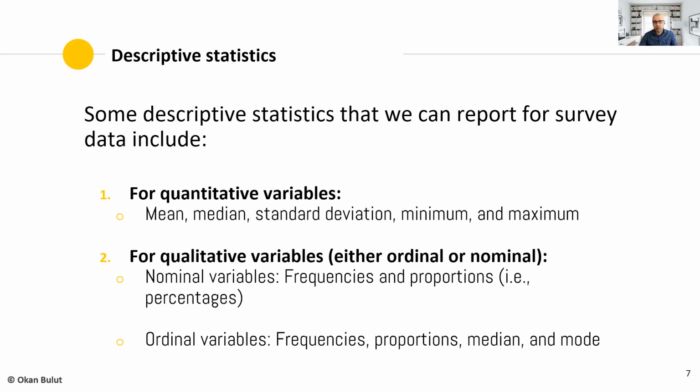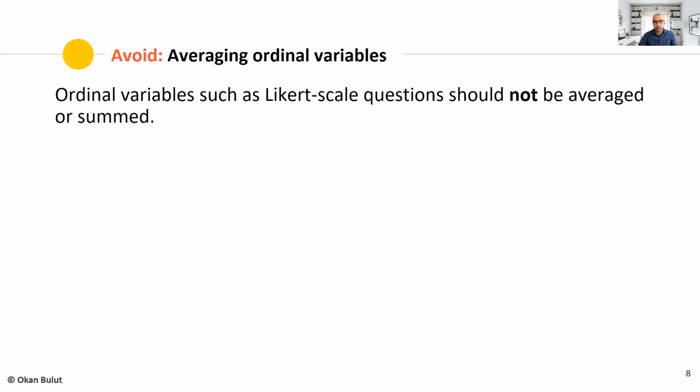Why? I will show you that very soon, but like I said, in qualitative variables, those labels that we assign to survey questions are actually labels. They are not real numbers. So it is not meaningful to take an average of those values and report them as an average level of satisfaction, or average level of agreement, for example. That is something to avoid. Ordinal variables such as Likert scale questions should not be averaged or summed.